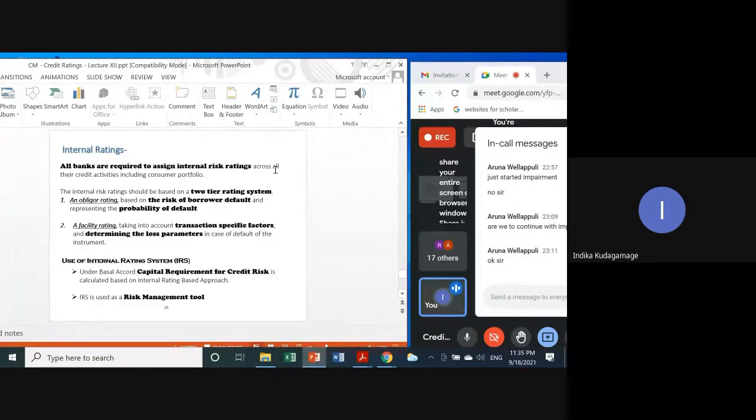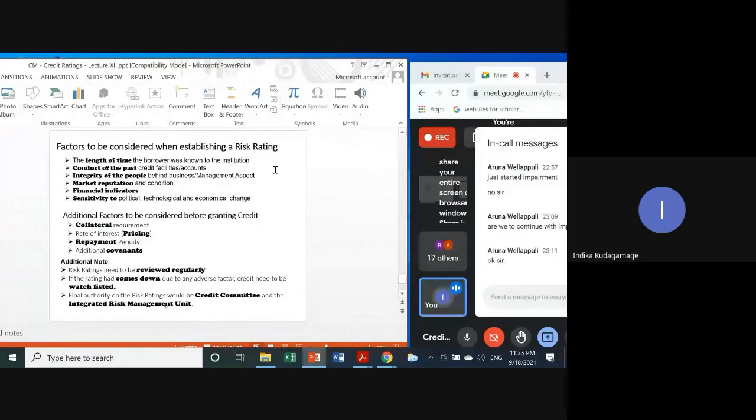So risk rating is required for capital allocation and is a risk management tool we need. Factors to be considered when establishing a risk rating: you have to look at the length of time the customer was with the bank, conduct, past repayment, integrity of the people, market reputation, financial indicators, sensitivity to political, technological, and those things.